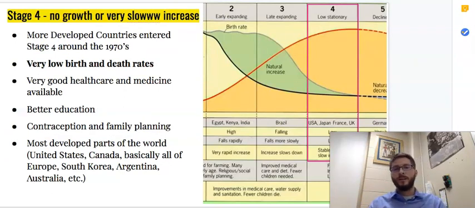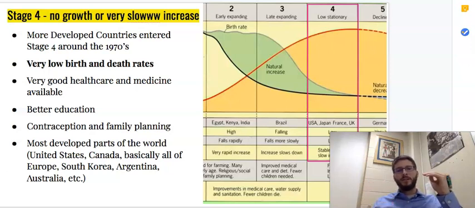Stage 4, all right? Stage 4 means that there is pretty much no growth happening, or if there is, it's a very slow increase, okay? The birth rates are down. People are really not having kids at the same rate that they used to. The average might be just at replacement rate, meaning people are having just enough kids to match the death rate, right?